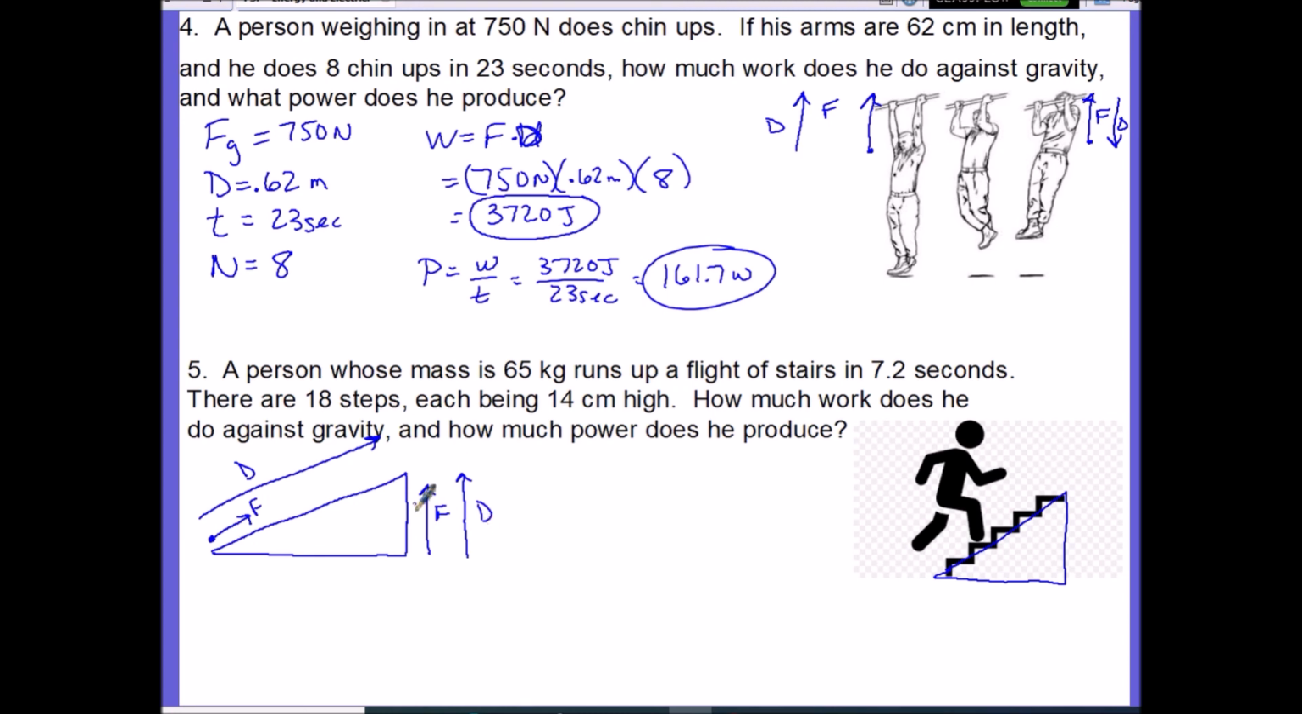I think it's going to be easier for us to determine the work using these here. He has a mass of 65 kilograms, so the weight force is 65 times 10. He weighs 650 newtons. If I could just figure out how tall these stairs are, then I could figure out the work he's doing is that force times that distance. Let's see, that distance is 18 steps, and each one is 0.14 meters. So the total distance is 2.52 meters. So now I have enough to be able to calculate the work that he does.